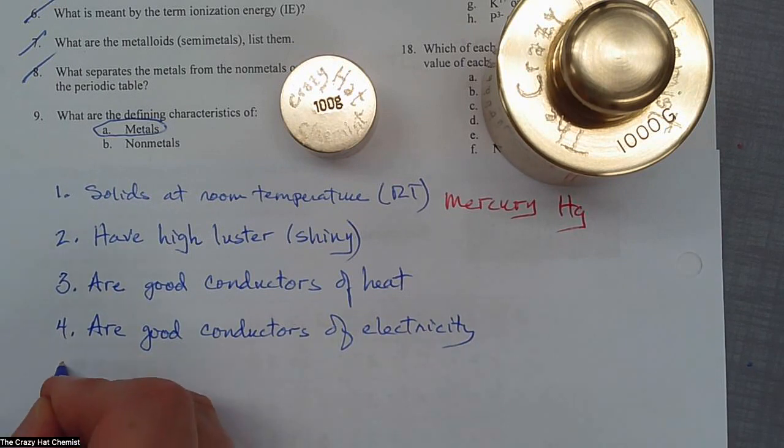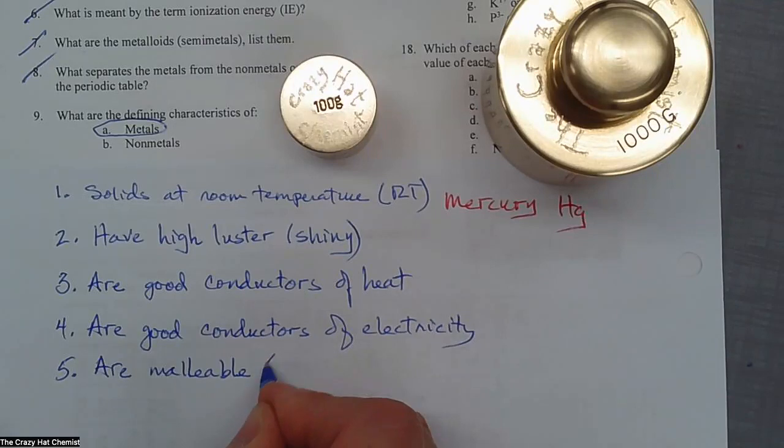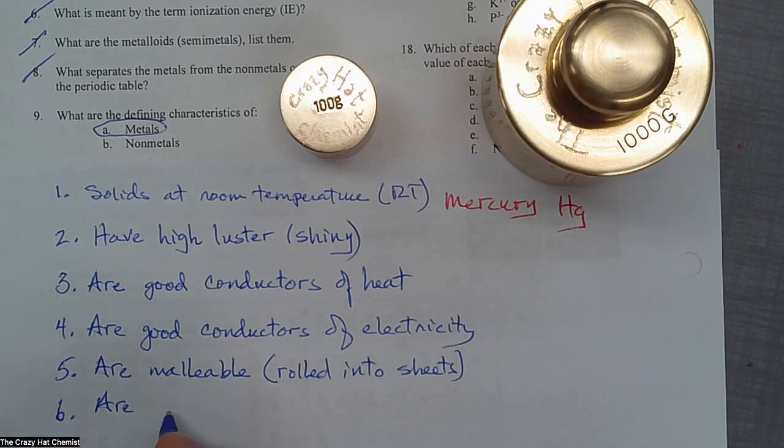Okay. Number 5. Metals are malleable. And that means that they can be rolled into sheets. So for example, aluminum foil. Aluminum is a metal and it's malleable and you can roll it into sheets. It's not called tin foil, by the way. It's aluminum foil. Number 6, metals are ductile.